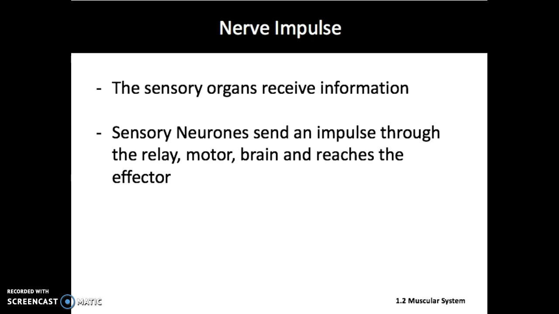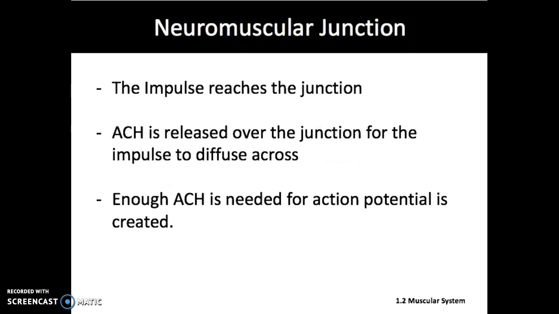The impulse leaves the brain, travelling down nerves until it reaches a muscle. When it reaches the muscle, it arrives at a synapse called the neuromuscular junction. Acetylcholine, or ACH, is released into the synapse, and this allows the impulse to diffuse across as it depolarizes the motor end plate. The impulse travels from the junction to the muscle through the T-tubules. This impulse causes calcium ions to be released from the sarcoplasmic reticulum.